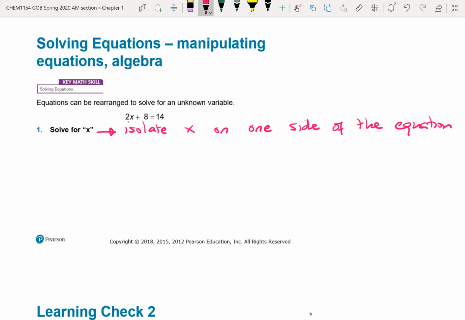We need to get x, it doesn't matter which side of the equation, but x, and only x, should be on one side. We need to move everything else to the other side. So that involves a little bit of skill, right? How are you going to move everything else to the other side?